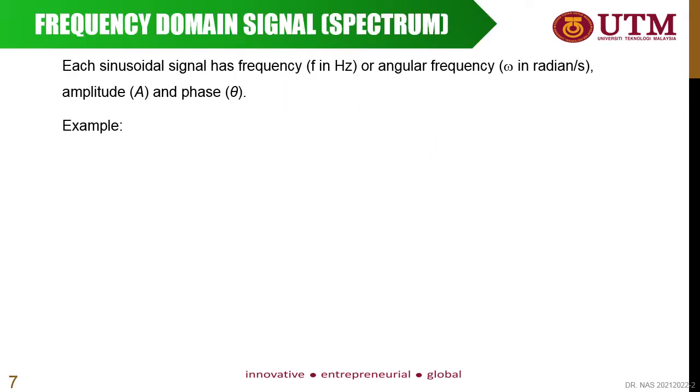Okay, the sine or cosine signal can also be represented in frequency domain, or also called a spectrum. Spectrum means the signal in time domain being plotted in frequency domain. So frequency domain can be either in hertz, f, or in omega, radian per second. So you need to be consistent. If you use f in the equation, make sure you use f in the graph as well.